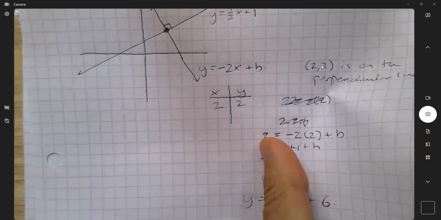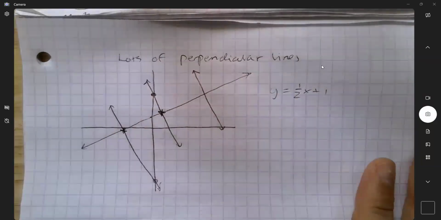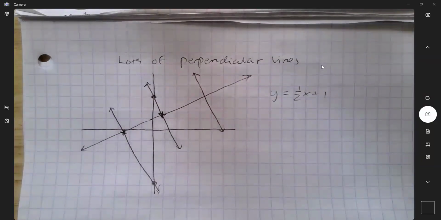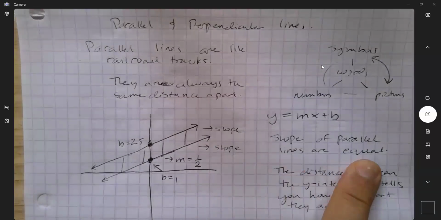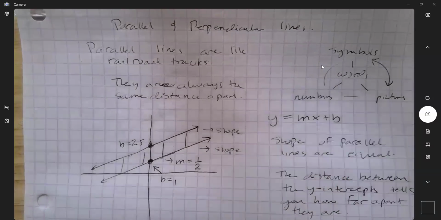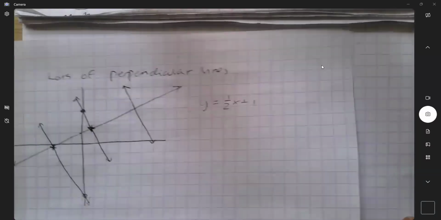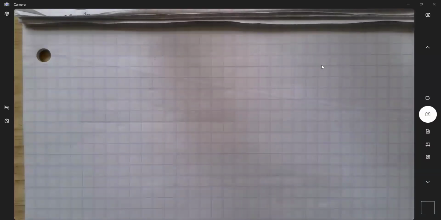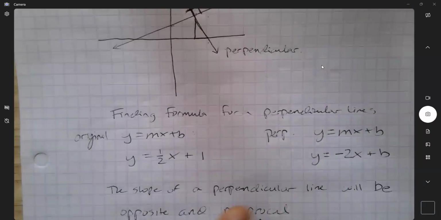The takeaway that I want you to have from perpendicular and parallel lines is that for parallel lines, the slopes are equal. And for perpendicular lines, the slope of a perpendicular line is opposite and reciprocal.